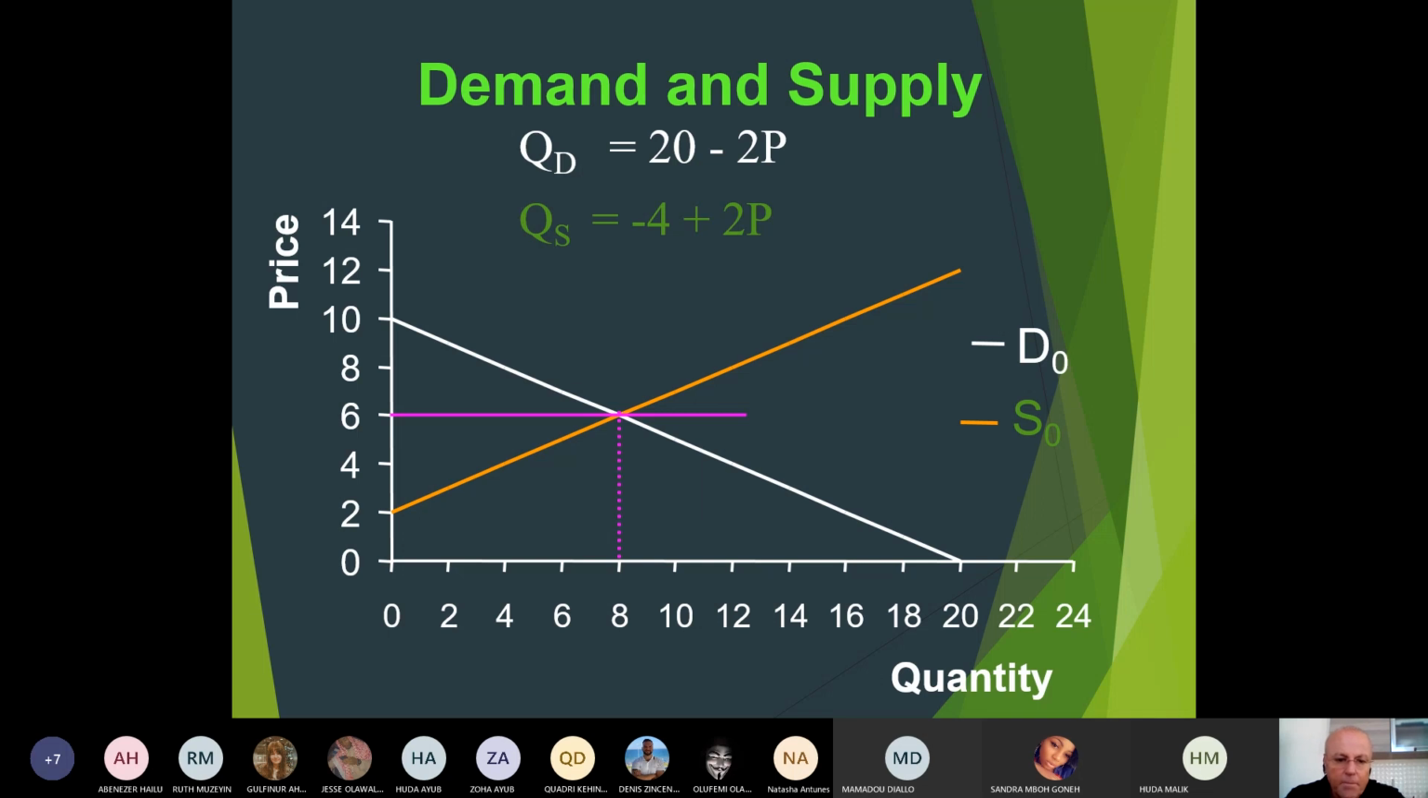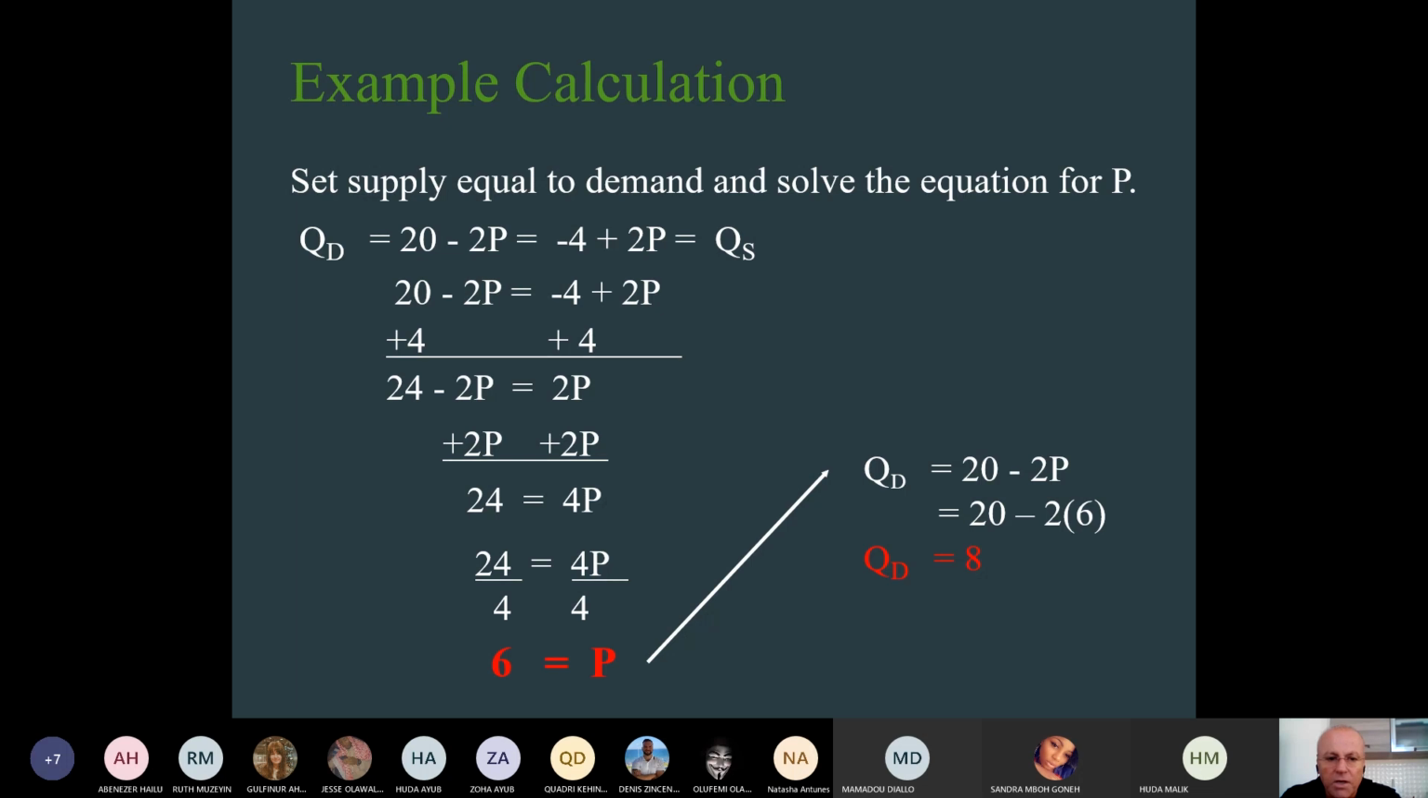You are understanding? We have now the intercept and of course the equilibrium intersection points, and how we are going to get these calculations is going to be given to you. 20 minus 2P is equal to -4 plus 2P. It will be in equilibrium when the equilibrium price and equilibrium quantity is going to be asked of you. Then you will have, of course, as you see, the solution for price 6.